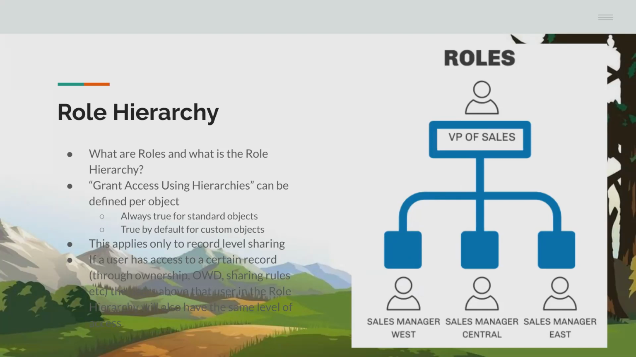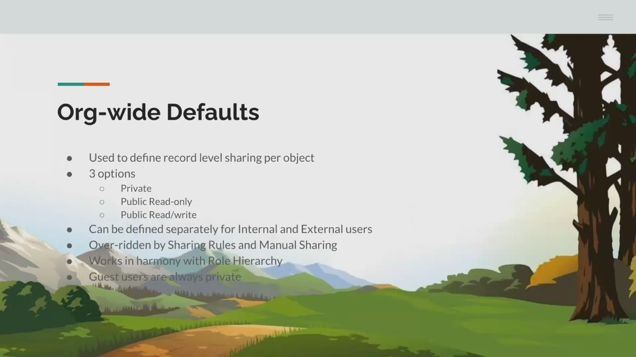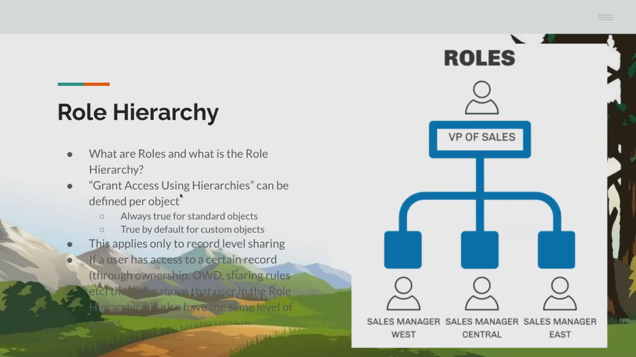So what that means is that in the previous one, even if we say the object level sharing setting is private, so normally that means only the user can see and edit the record. But when this role hierarchy access is switched on, any user that has a role above that record owner's role will also get edit access and read access and the same access as that user to the record. So that's basically what role hierarchy means.